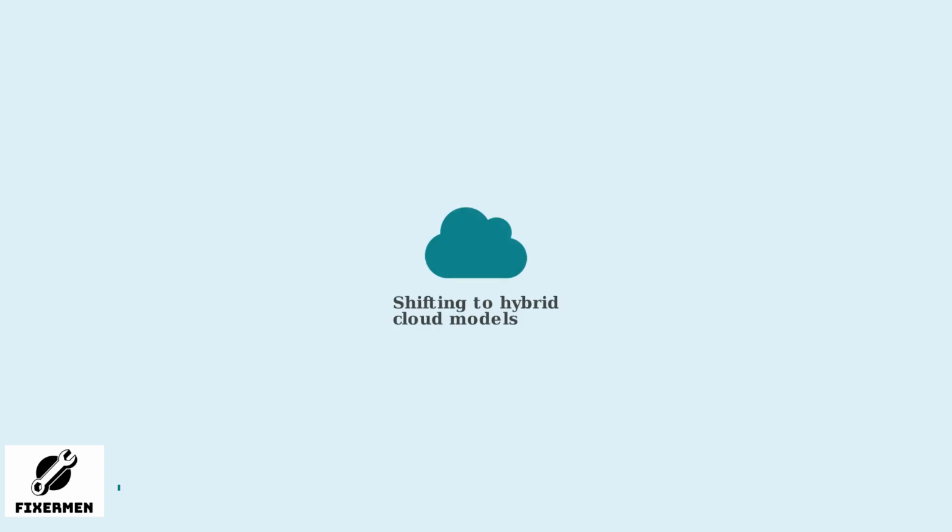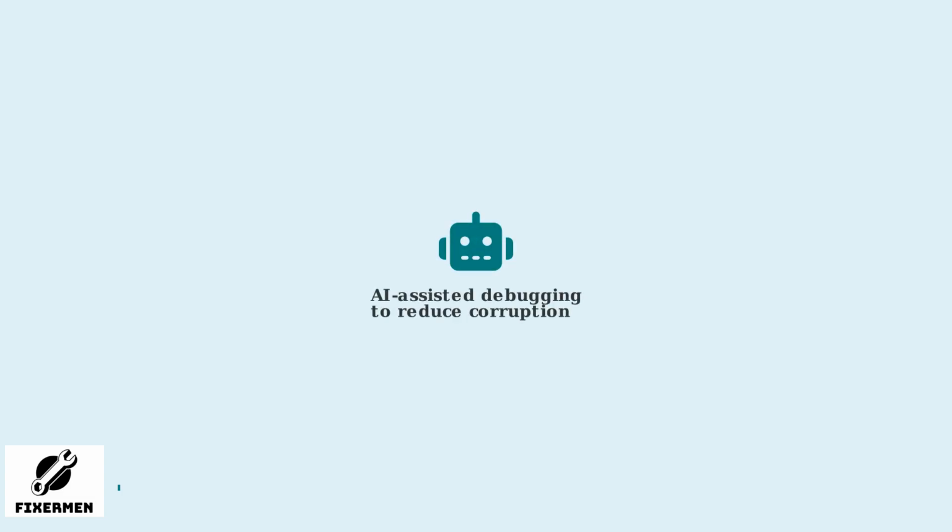The gaming industry is trending towards hybrid cloud models that combine local saves with cloud synchronization, providing automatic backups and reducing the risk of permanent data loss. AI-assisted debugging tools are increasingly used to identify potential save corruption issues during development, helping developers create more stable save systems before games are released. Save integrity is expected to become a standard metric in game reviews, pushing developers to prioritize reliable save mechanisms and make data preservation a core part of game design.